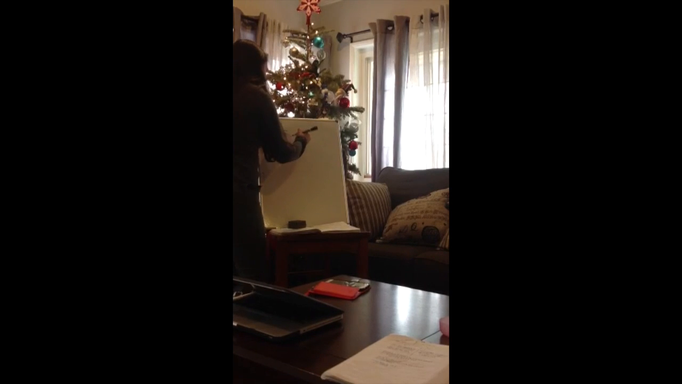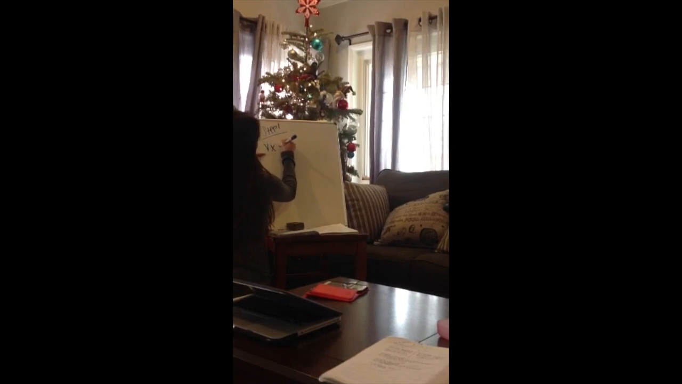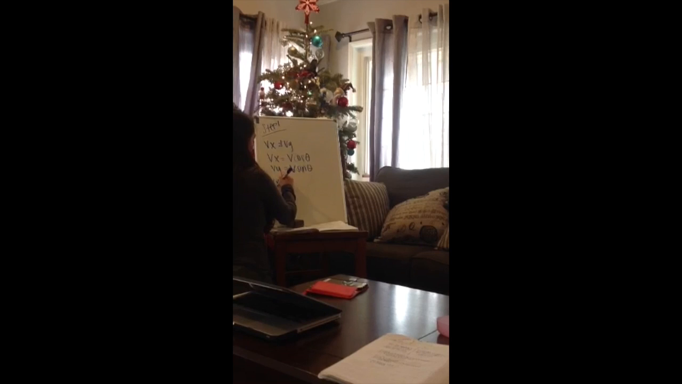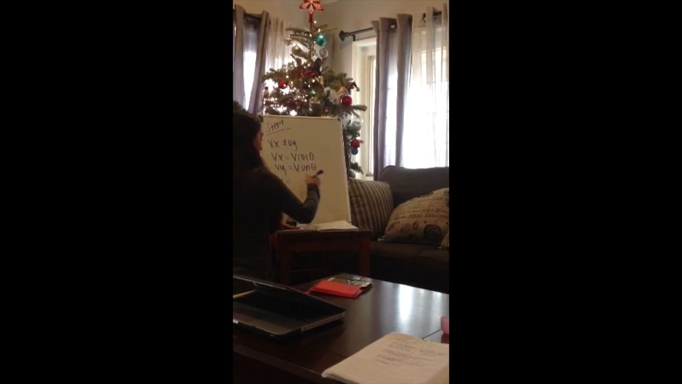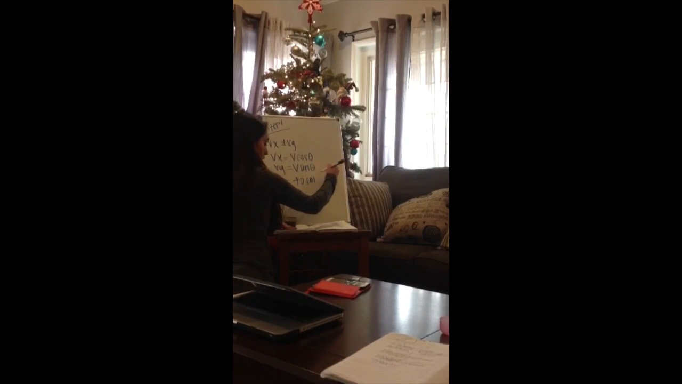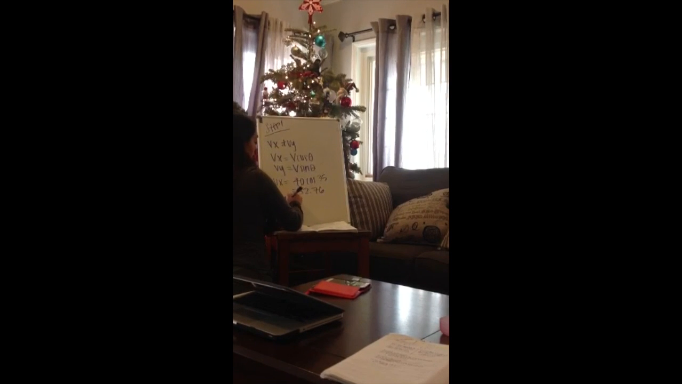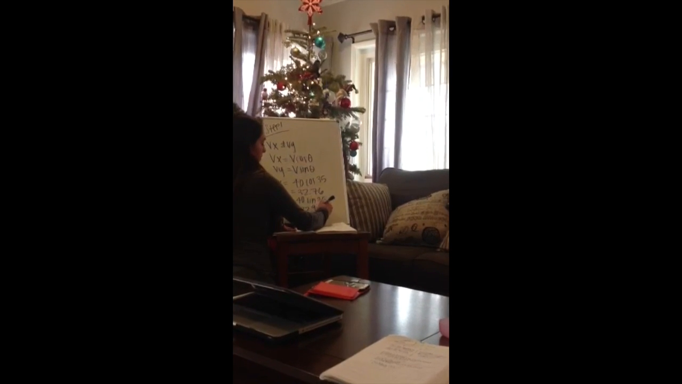Step 1 is to find Vx and Vy. To find Vx, you use the equation V cos beta, and to find Vy, you use the equation V sin beta. In this case, Vx equals 40 cosine 35, which equals 32.76. And Vy equals 40 sin 35, which equals 22.84.